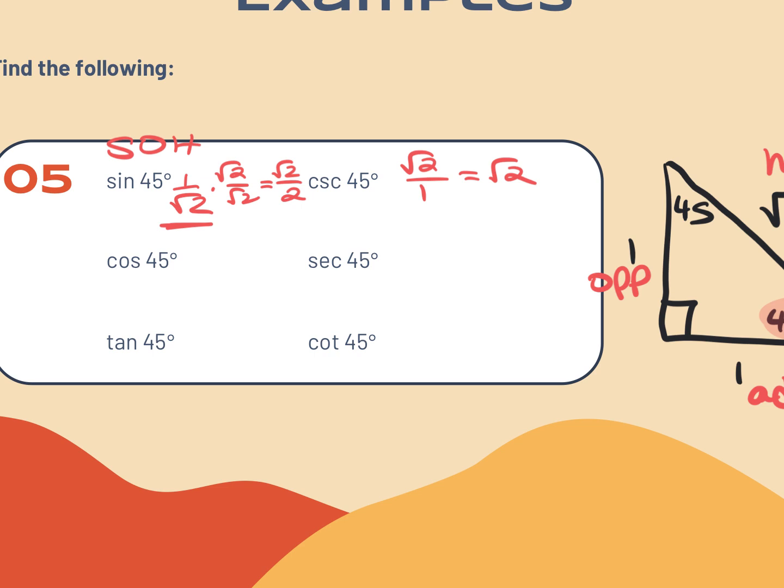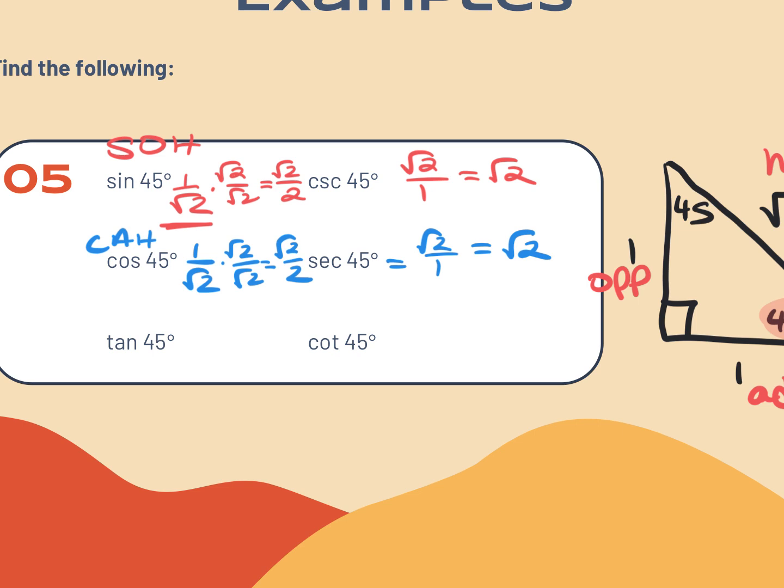Cosine, it's going to be the same thing. This will be our adjacent, which is still 1, over square root of 2. Rationalize again. Square root 2 over 2. Secant, flip it. Square root 2 over 1, which is just square root 2.